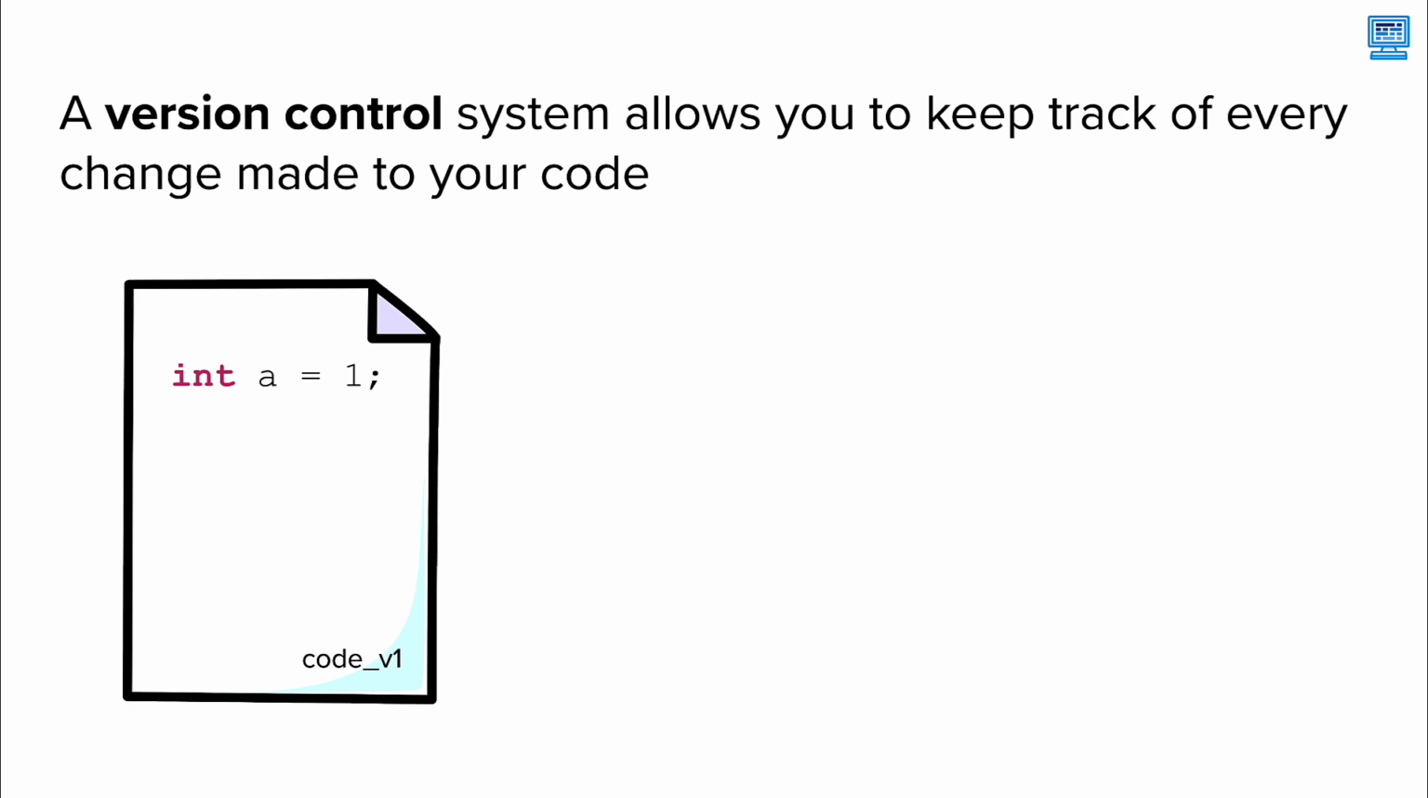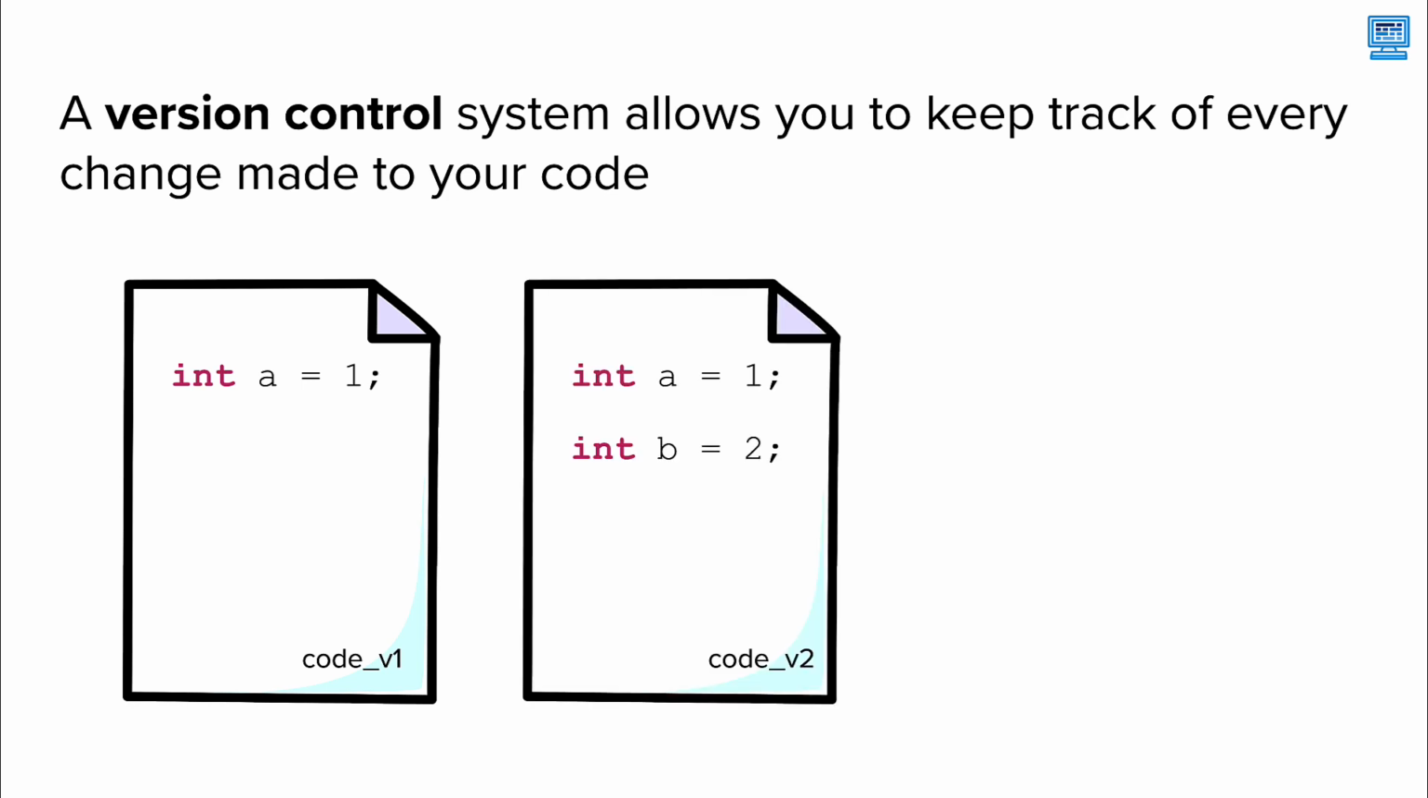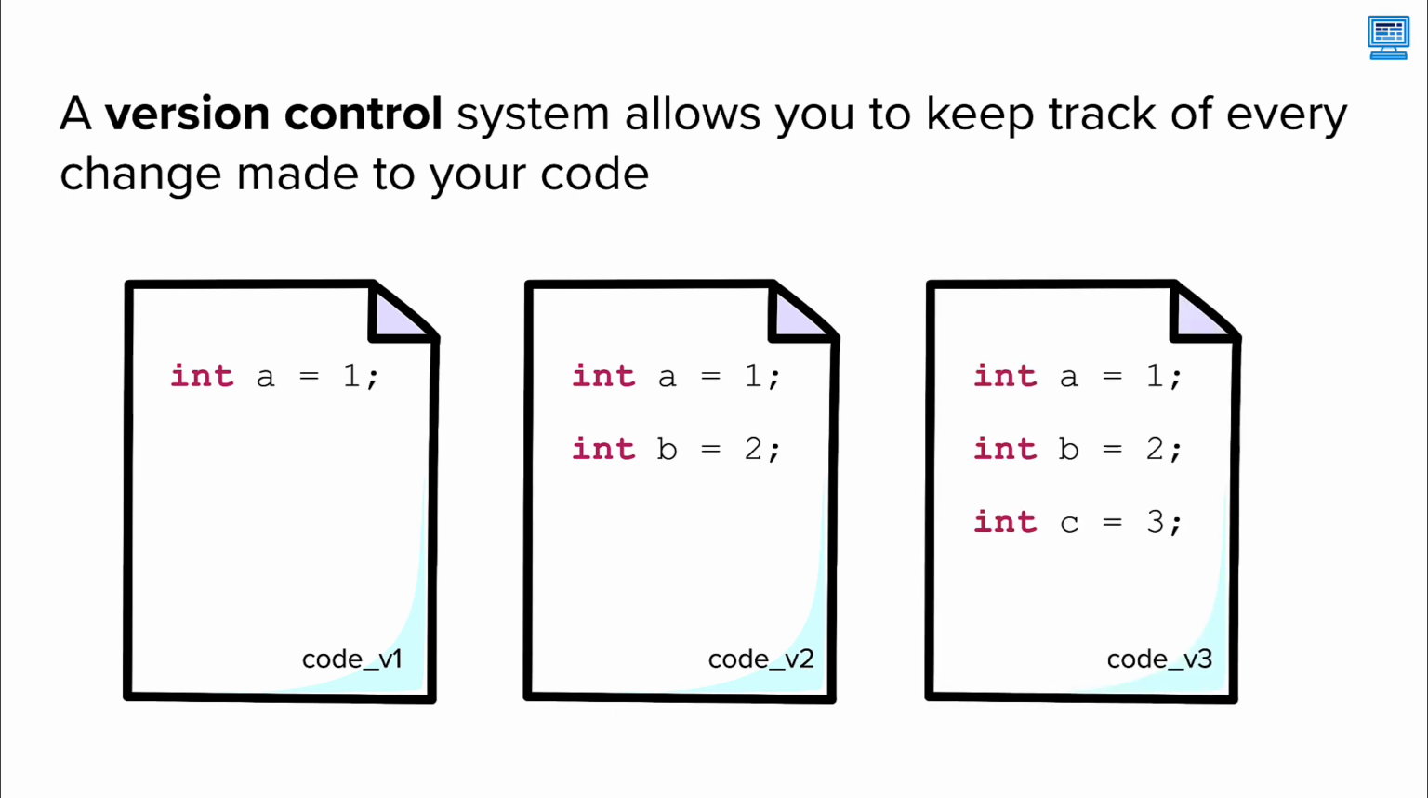To do that, you rename your original code file to code version 1, for example, to indicate that it is the first version of your code. Then, you can create your copy, rename it to version 2, and then make your changes. This way, all of your changes will be saved in the new file and your original code remains untouched. And you can continue doing this for as many versions as you'd like.